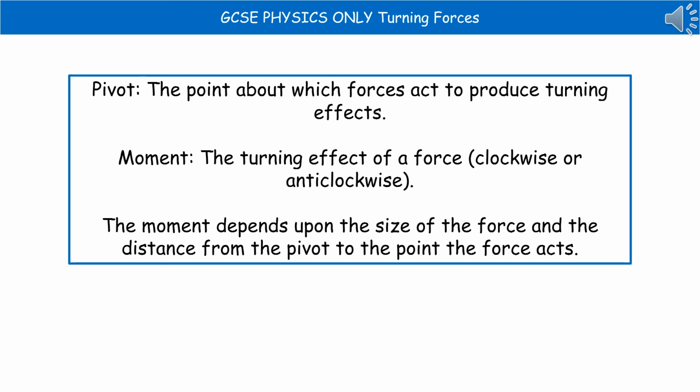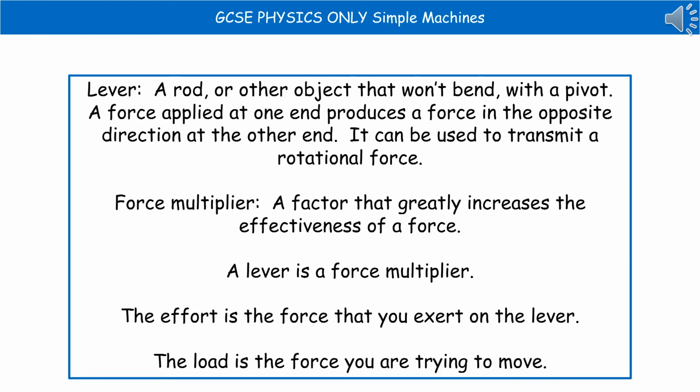So when we're talking about turning forces, there are a couple of key terms. The pivot is the point about which the forces act to produce the turning effects, and the moment is the turning effect of a force, which can either be clockwise or anti-clockwise. The moment itself depends upon the size of the force and the distance from the pivot to the point the force acts.